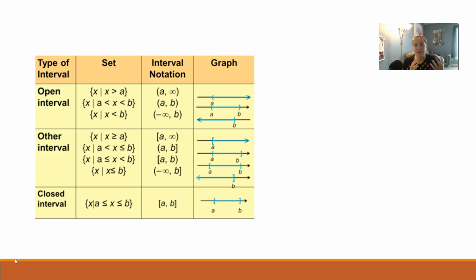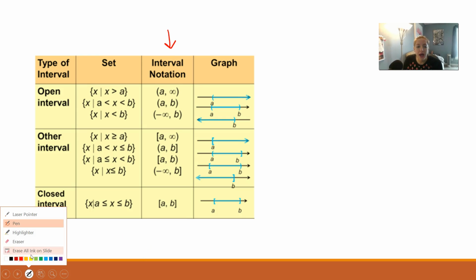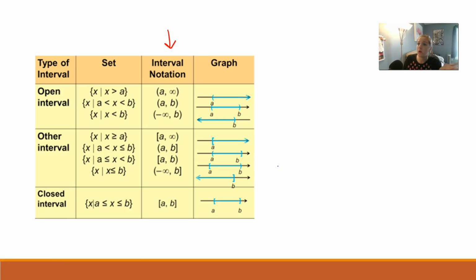So here I have a setup of basically the ways to write interval notation. You want to pay attention to this column here. That will be your solution. I'm going to go ahead and walk through some examples to illustrate how to convert inequalities to their interval notation and what they mean. So let's say you have an inequality x is greater than 2. So any value that's larger than 2 will work.